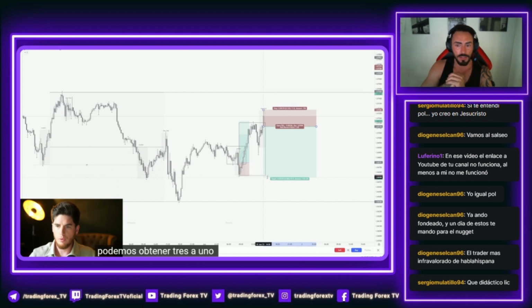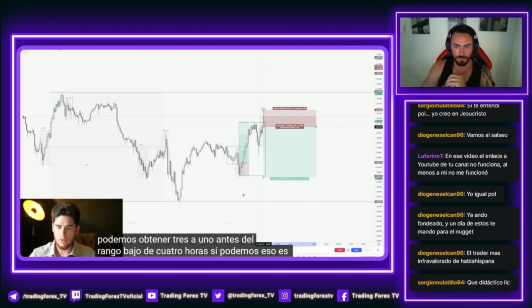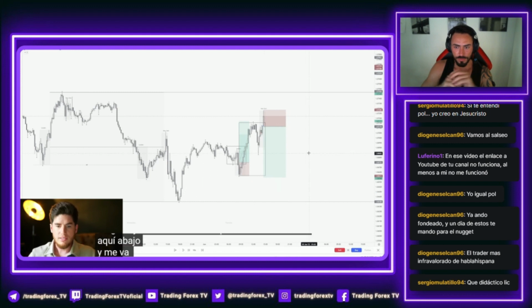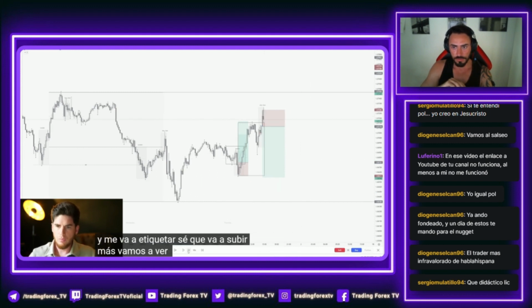Can we get 3-to-1 before the 4-hour range low? Yes, we can. That's all the way down here. And it's either going to tag me in or it's going to go higher. Let's see what happens. It goes higher. So remember what we do. This is an extended sweep.